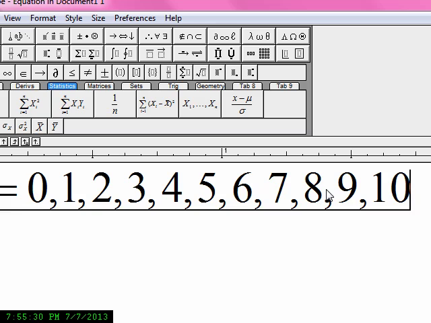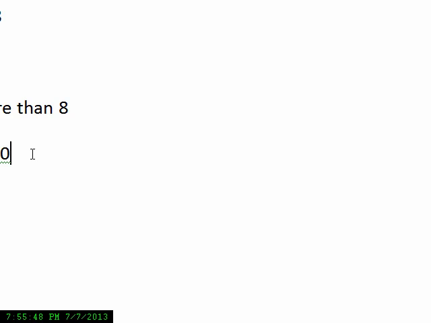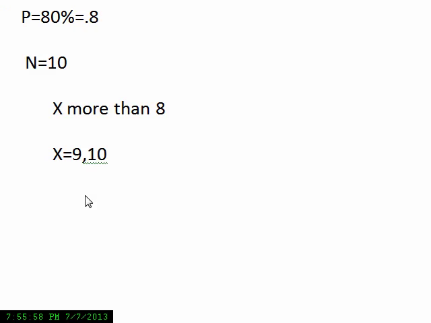And you say, well, why are you going backwards? Well, it turns out the ALEKS calculator will compute the cumulative probabilities if you start at 0. Or you could do the probability for 9 and the probability for 10 and add them up. But we're going to use that nice button on the ALEKS calculator that does cumulative probabilities when you start at X equals 0. So it turns out to find the probability that X is more than 8, that's equal to 1 minus the probability that X equals 0, 1, 2, all the way up to 8.